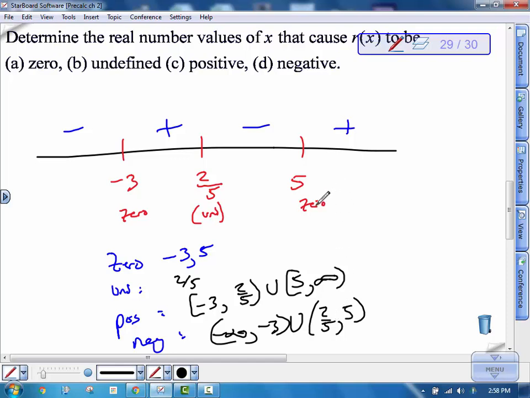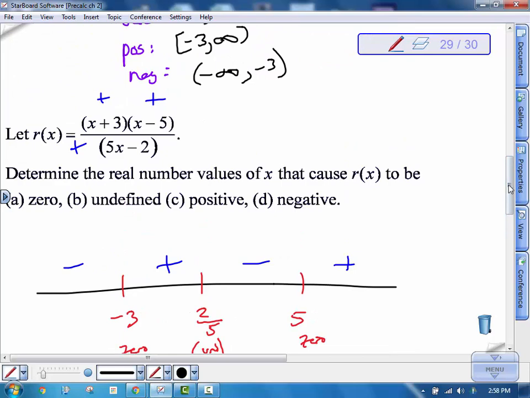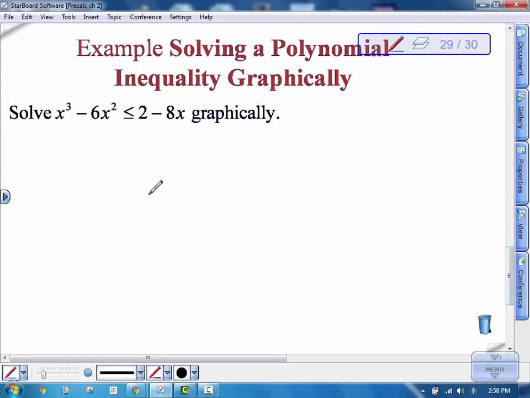Because it's not negative where it's 0, and it's not negative where it's undefined. Alright, so the sign charts make these problems really easy. We don't even have to know what this graph looks like. Okay, so make sure that we're getting used to making these sign charts. Here's another example where you can do the same thing.